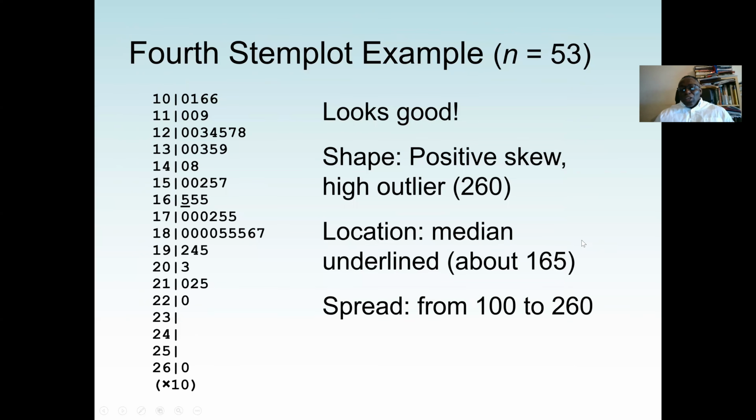Then we can find the location. The median will be around 165. The spread, of course, is the difference of the minimum and maximum, so from 100 to 260. This looks much better, and it looks like it's skewed to the right. And you have two peaks, one peak and a second peak.